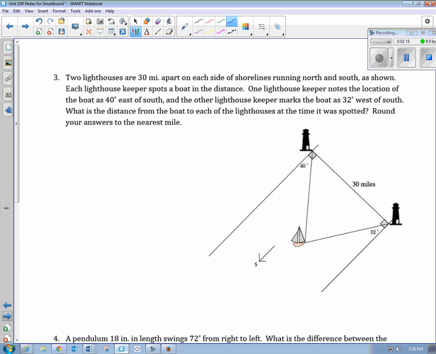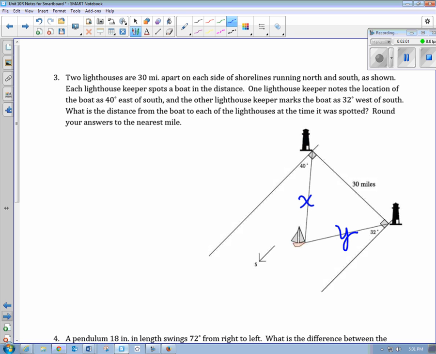So they tell us that we have two lighthouses that are 30 miles apart, one on each side of shorelines running north and south. It says each lighthouse keeper spots a boat in the distance, so you can see they're both looking at the same boat over here. One lighthouse keeper notes the location of the boat as 40 degrees east of south, and the other lighthouse keeper marks the boat as 32 degrees west of south. So we do kind of have to take a look here about what that means. They're asking what's the distance from the boat to each of the lighthouses at the time it was spotted. So I'm technically in this question looking for this and looking for this.